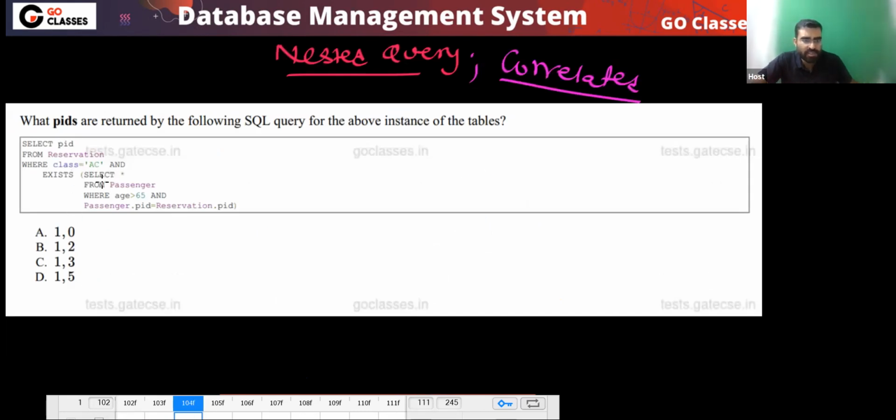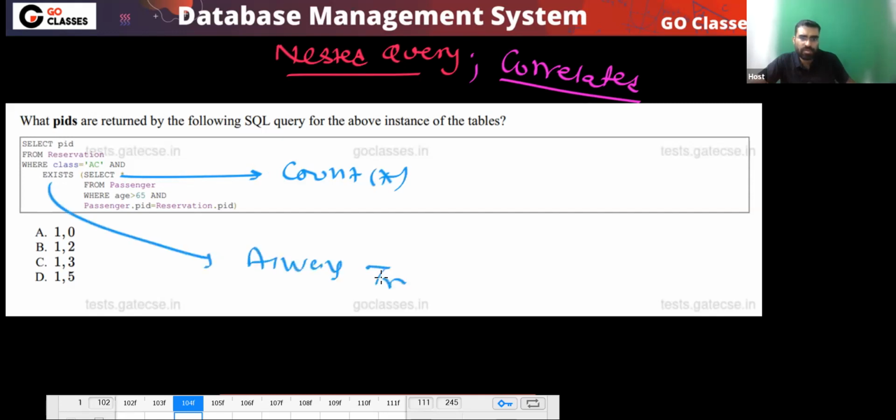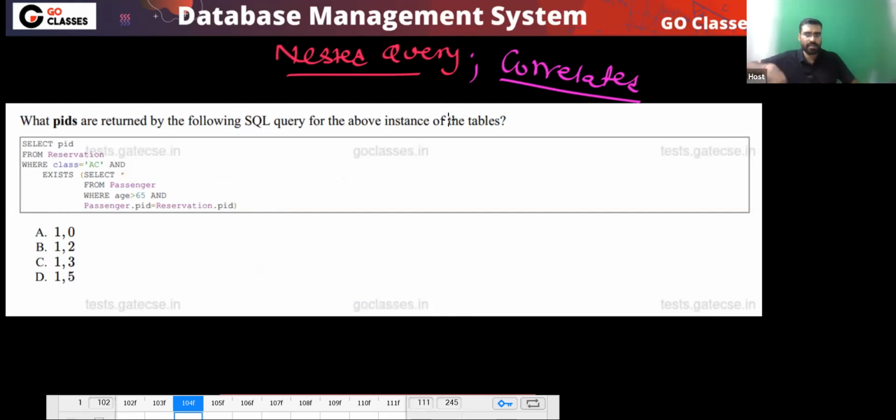First of all, you can notice select star. If this was count star, then what would be the answer? Then you don't even have to check, because that will always be true. If you put count star here, this EXISTS will always become true. So here you can clearly see this is not a count star, this is selecting the tuples.